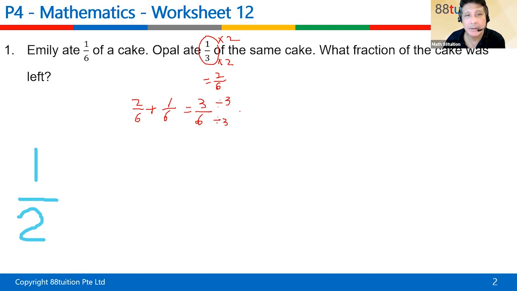Once we divide by 3, what do you get? 1 out of 2. Half. All right, well done. So this answer here is actually the total that is eaten by Emily and Opal, because we just added their 2 fractions. But the question is asking what fraction was left. So how do you continue?